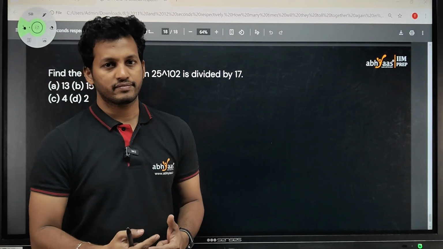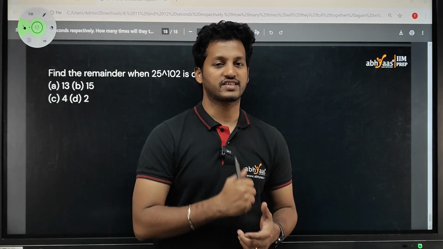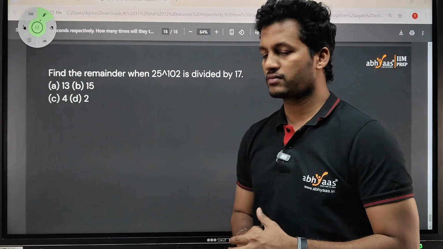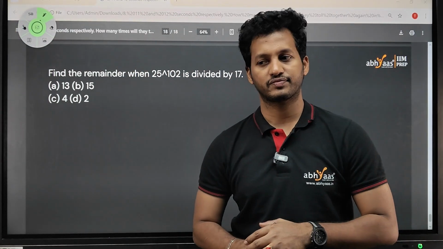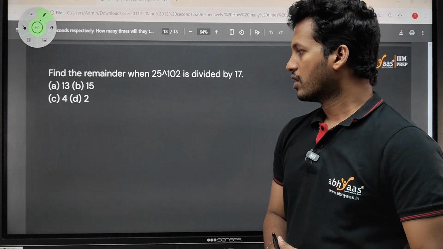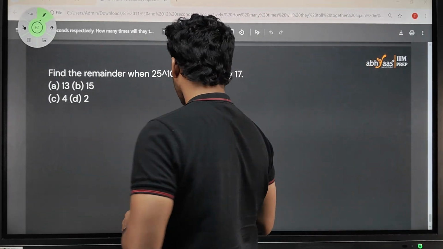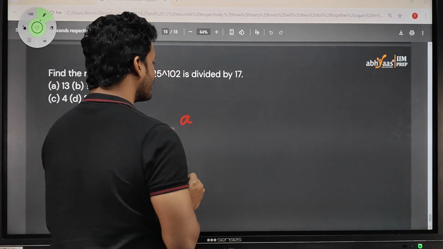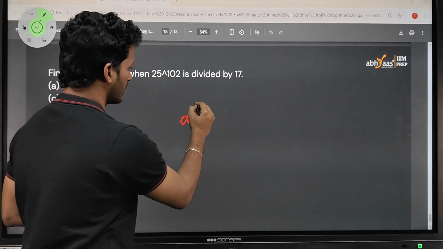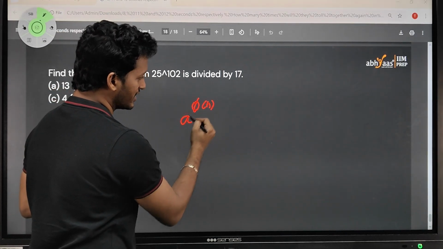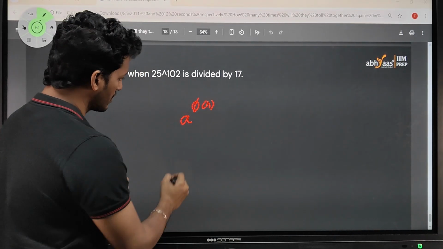Coming to the next theorem, it's called Euler's theorem. The same question has to be solved using Euler's theorem. So what is Euler's theorem? Euler's theorem states that whenever a number has an exponent, let's call that a totient.